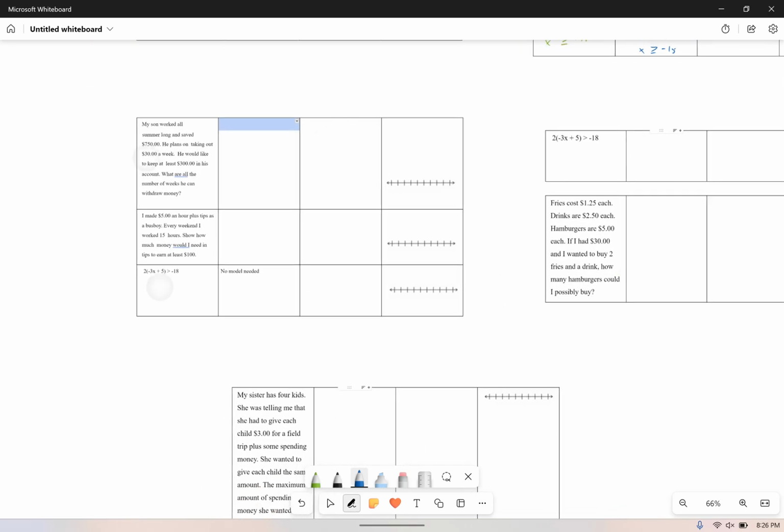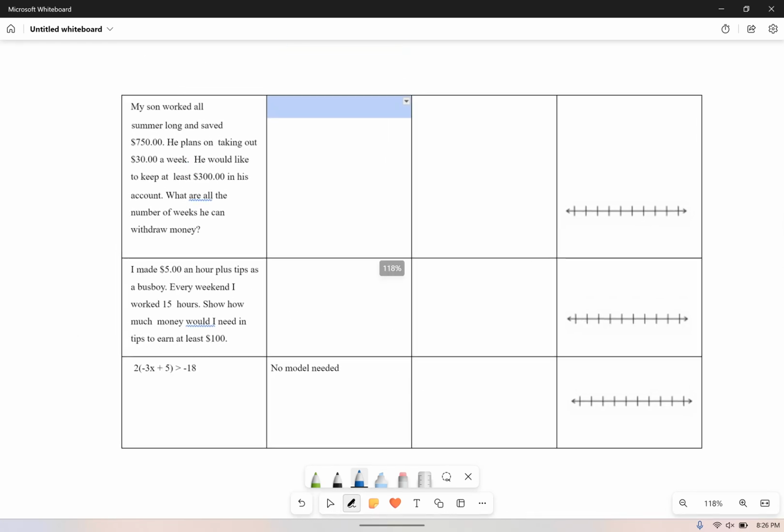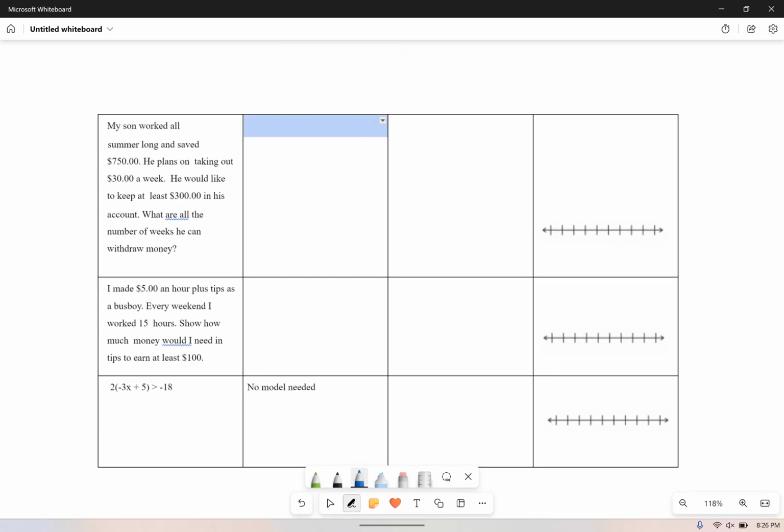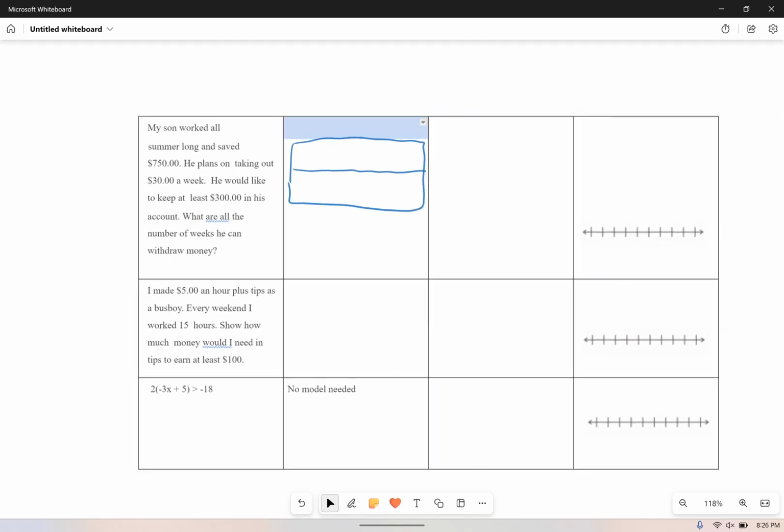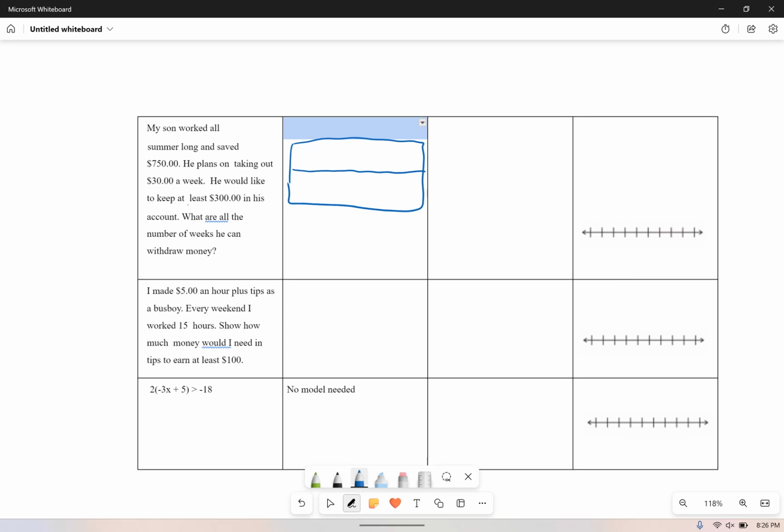Oh, this is a great question. This is probably one of my favorite questions on the entire page. So let's take a look. My son worked all summer long, all right? And you have to really pay attention to this one. He saved $750. He plans on taking out $30 a week. He would like to keep at least $300. So at the end of the summer, this is what he wants. He wants to have at least $300. So he would be happy if the amount of money he had was greater than or equal to 300.